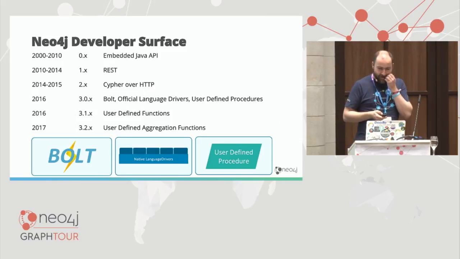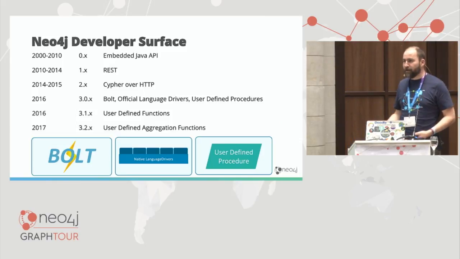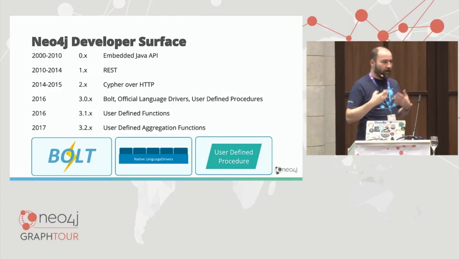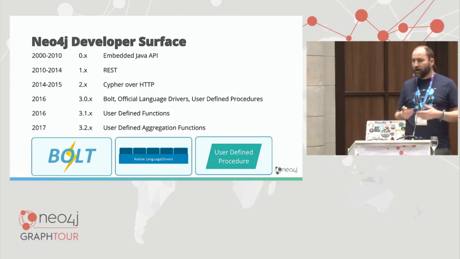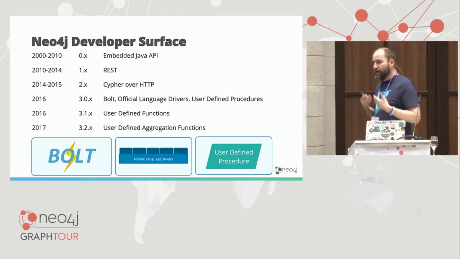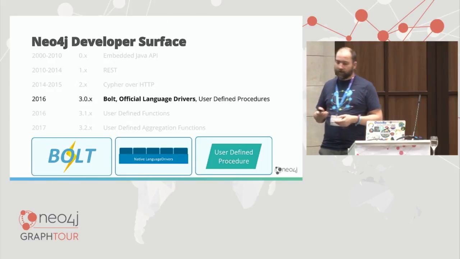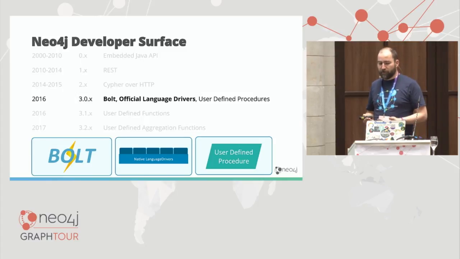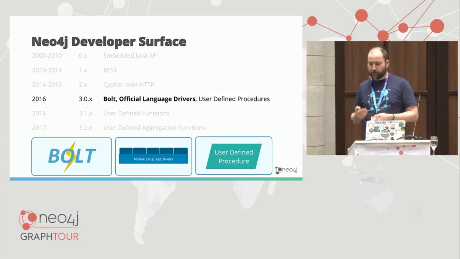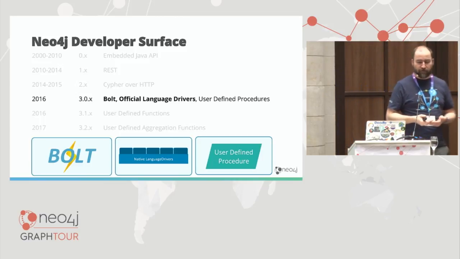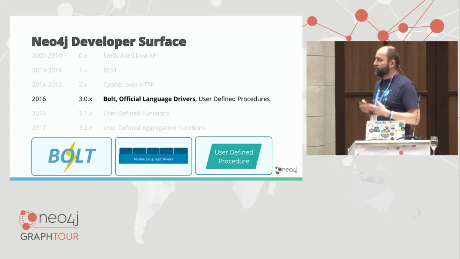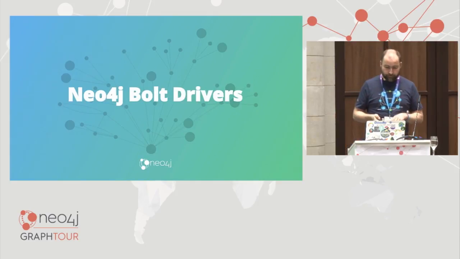So let's get going. So Neo4j started out as a Java library. Then we extended it to be run as a server, added a REST API, started to develop Cypher as a language, which was originally run via an HTTP API. But then in 2016, and that's where my starting point is, we started to add Bolt as a binary protocol for Neo4j. We added official language drivers that you've already heard about today. And we also added the means to run user-defined procedures and functions in Neo4j as well. And many of the things that I want to talk about today are kind of based on these building blocks.